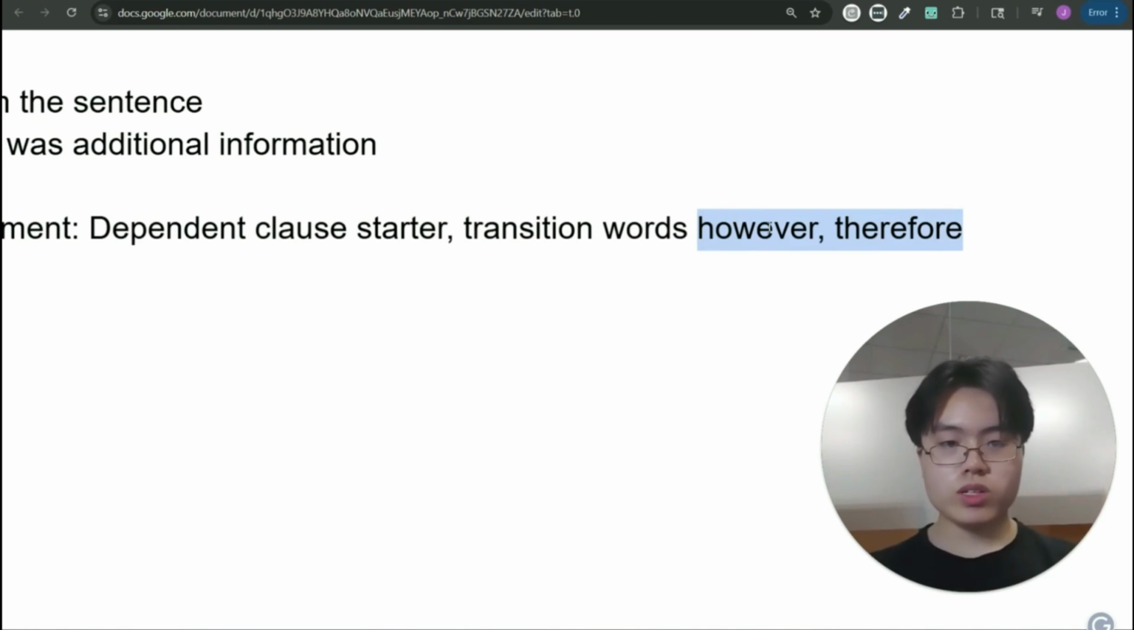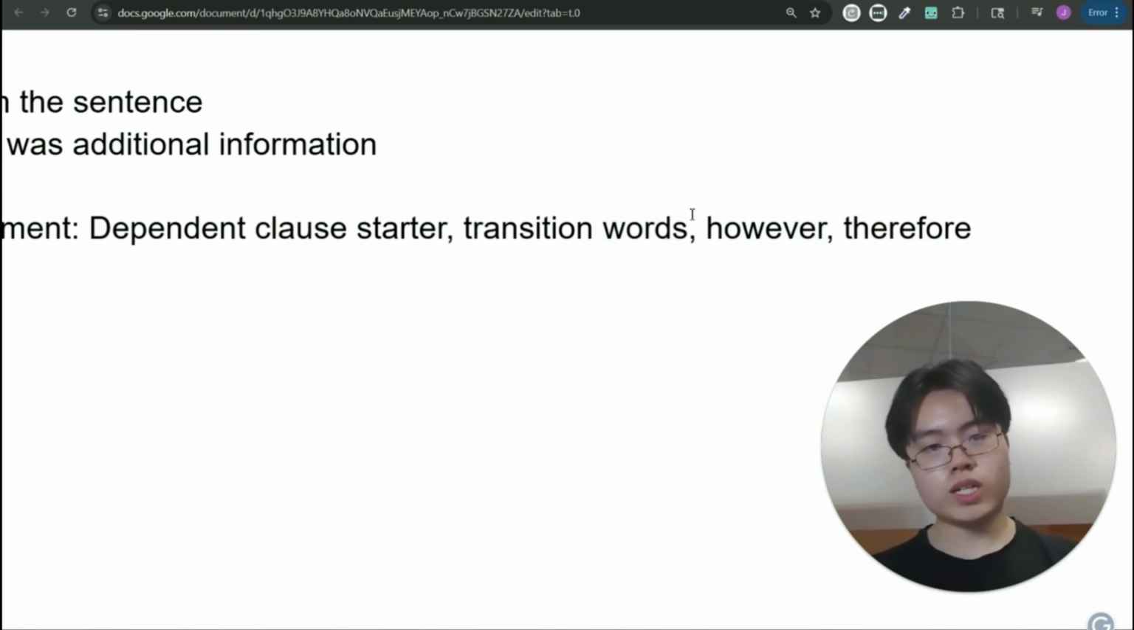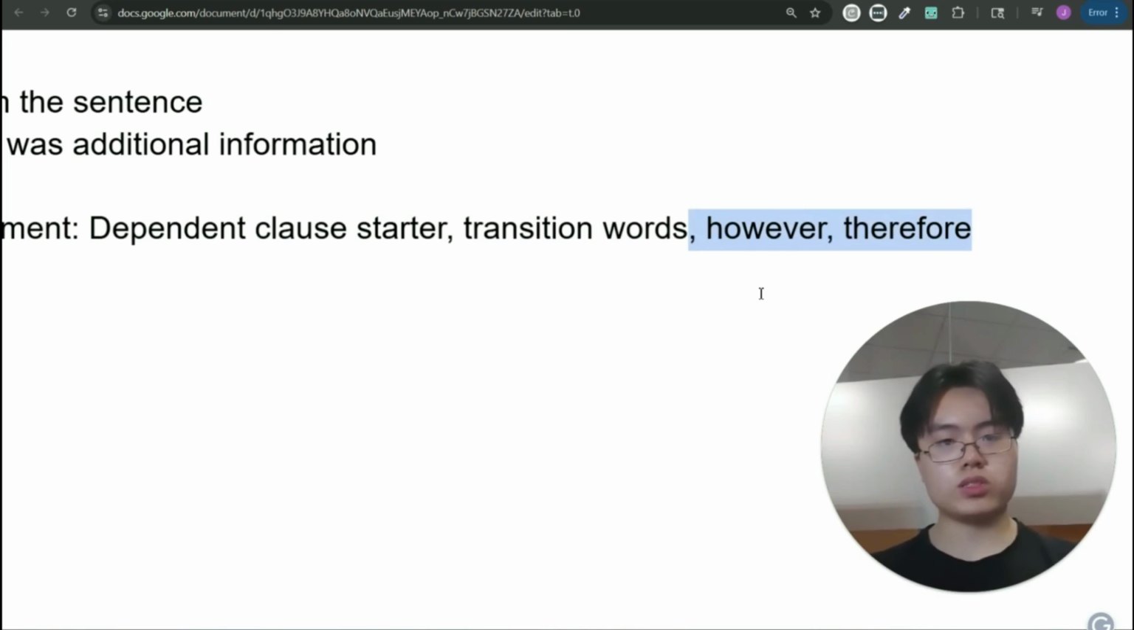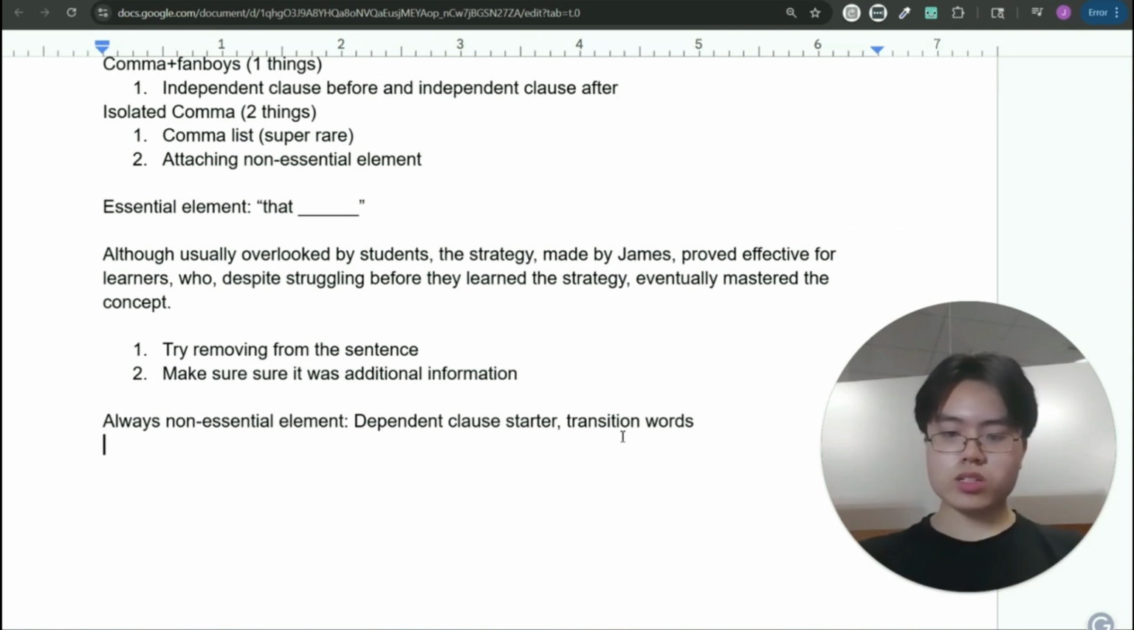So if you see the word however, because it's a transition word, you need some kind of punctuation before and after it. If it's going to touch the rest of the sentence, it needs to be attached with a comma, because it's a non-essential element. It's always that. And again, I'll go super in depth into this when I talk about transition placement questions later in the video.